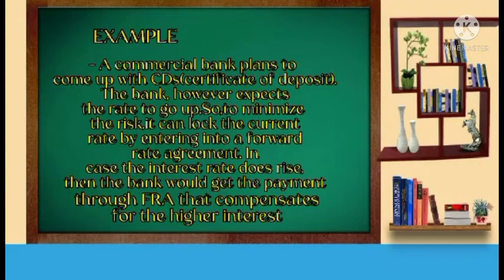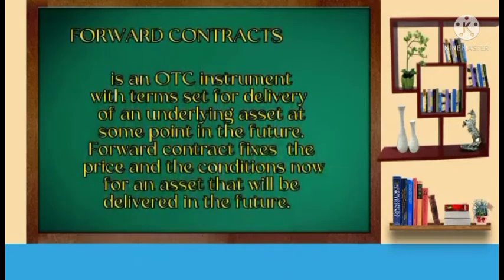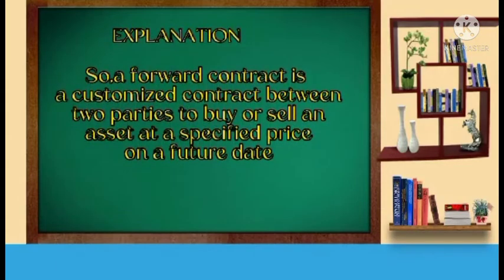A forward contract is an OTC instrument with terms set for delivery of an underlying asset at some point in the future. A forward contract fixes the price and the conditions now for an asset that will be delivered in the future. So a forward contract is a customized contract between two parties to buy or sell an asset at a specified price on a future date.